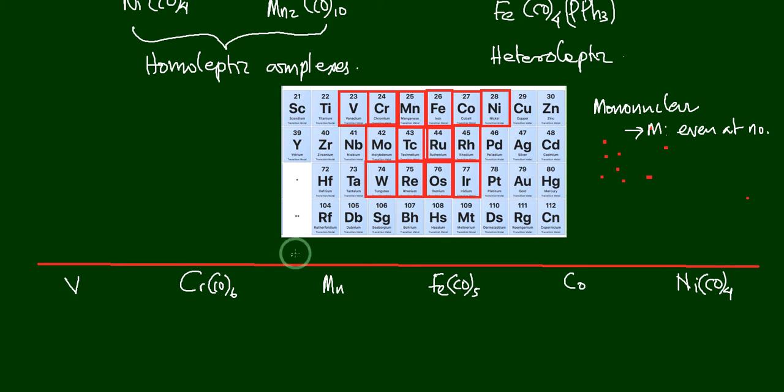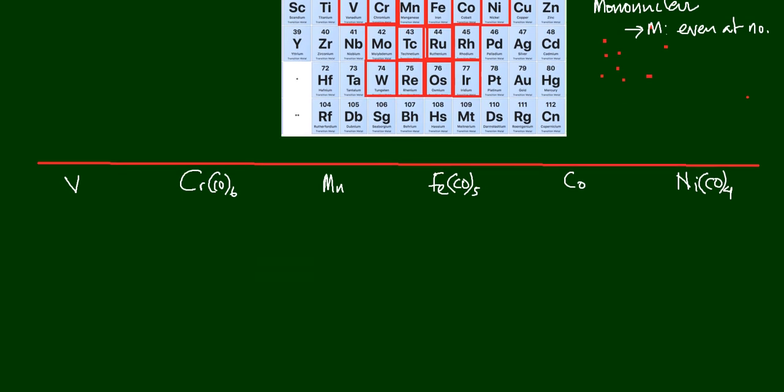And not only that, if you look at the other elements in the second and the third rows, just below chromium, they also have even atomic numbers, right? They also give mononuclear carbonyl complexes. So we can write it for the second row. Let me draw the second row.